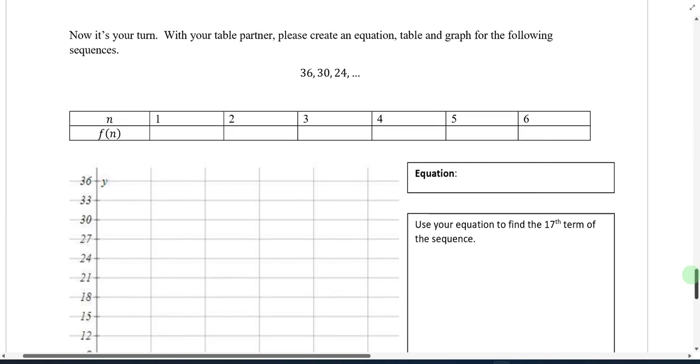So now it's your turn. What I want you to do is pause the video, and I want you to try and create the table, the equation, and the graph for these next few problems, and then we'll go over them together.